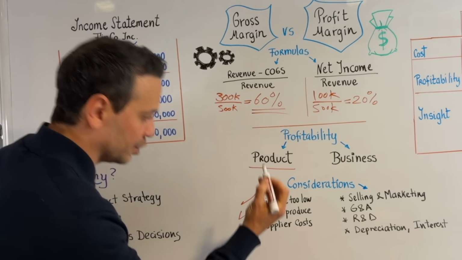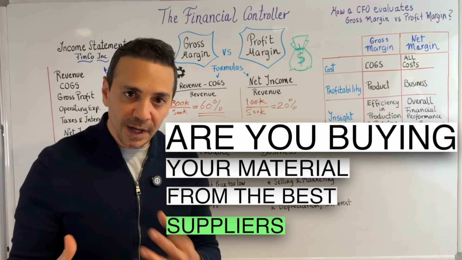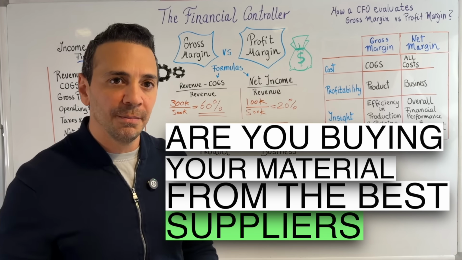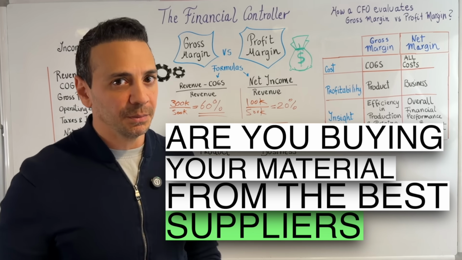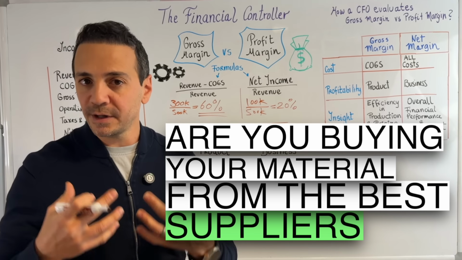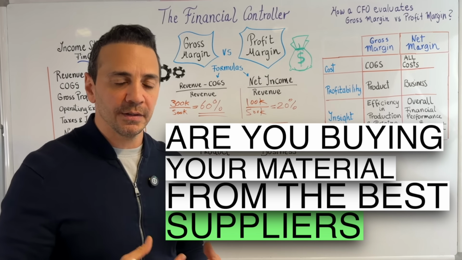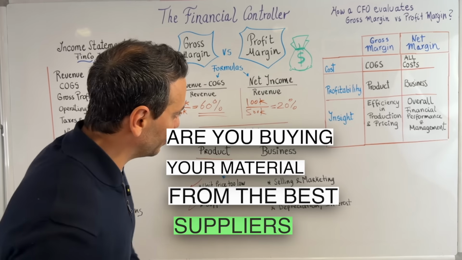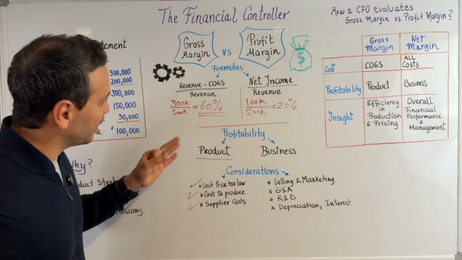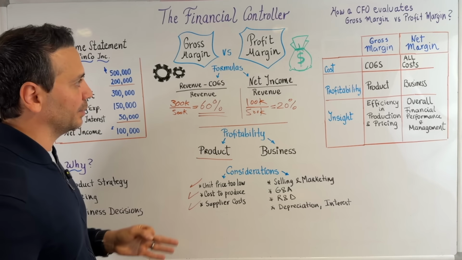Is your supplier cost too high? So you need to visit the suppliers that you're sourcing your ingredients from and figure out, are you paying the optimal price, or are there other suppliers you can engage with that have better pricing for your ingredients? Okay, so this is the kind of insight that you get from a gross margin calculation.